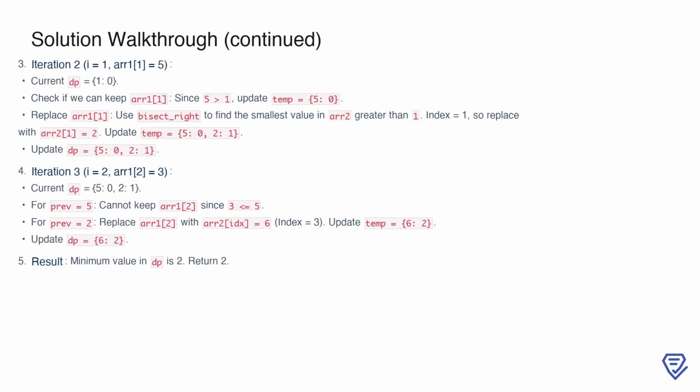Finally, the minimum value in DP is 2, which means the minimum number of operations required is 2. So, the result is 2.